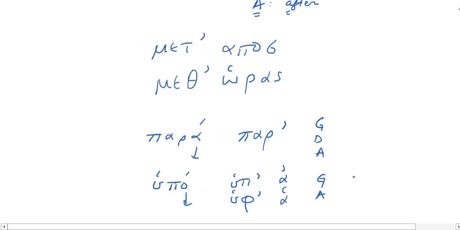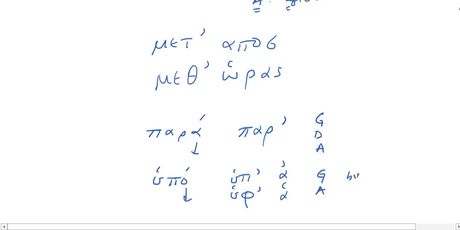What does it mean when it's followed by the genitive case? By, and that is expressing the agent of a passive verb. Okay? So he was hit by the man. That's how Greek would indicate it. It would be hupa and the genitive case of man. Okay? If it's followed by the accusative, it means under.